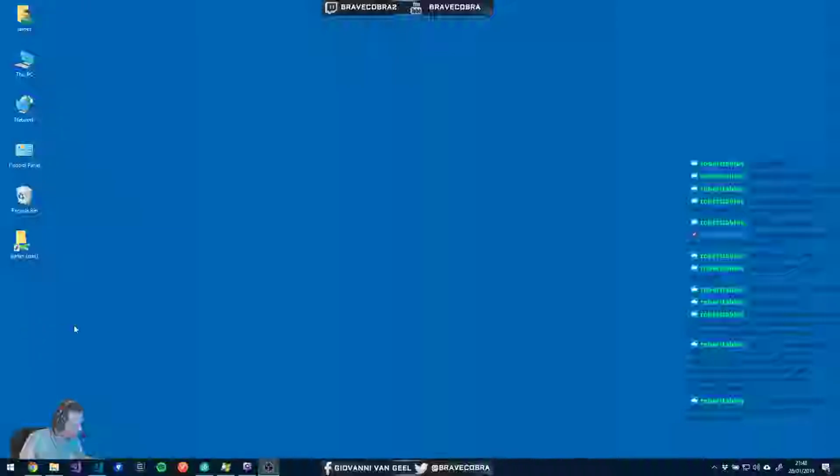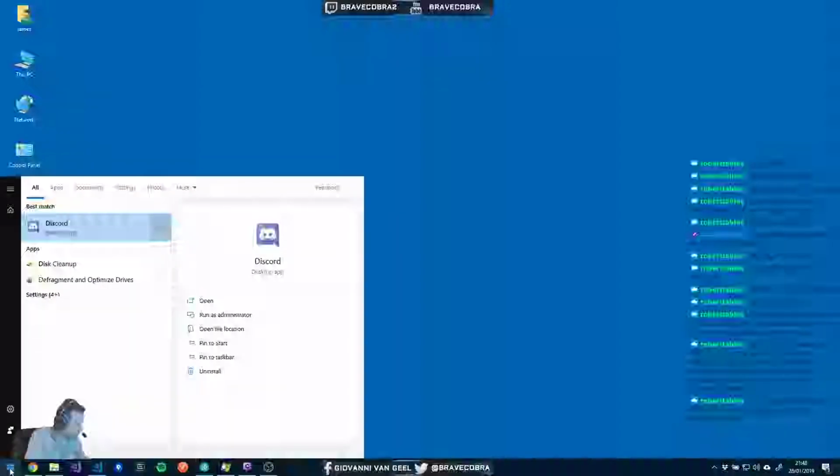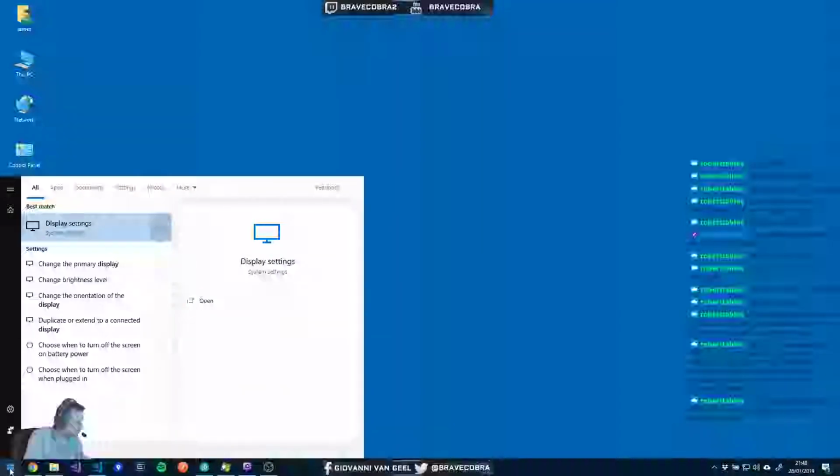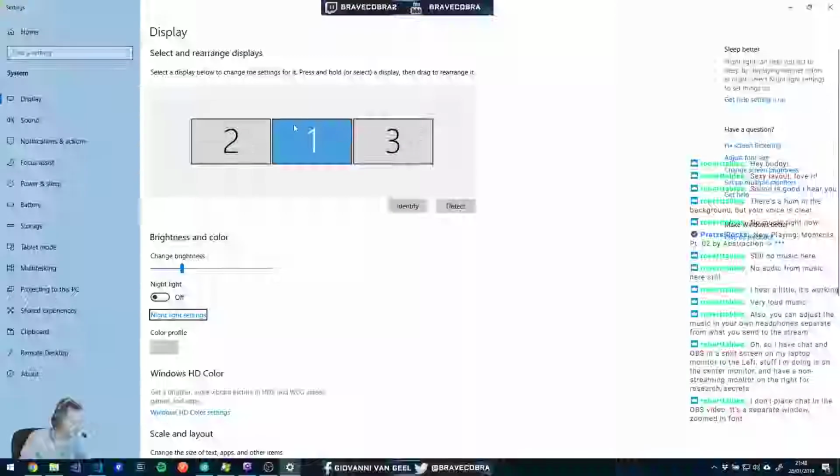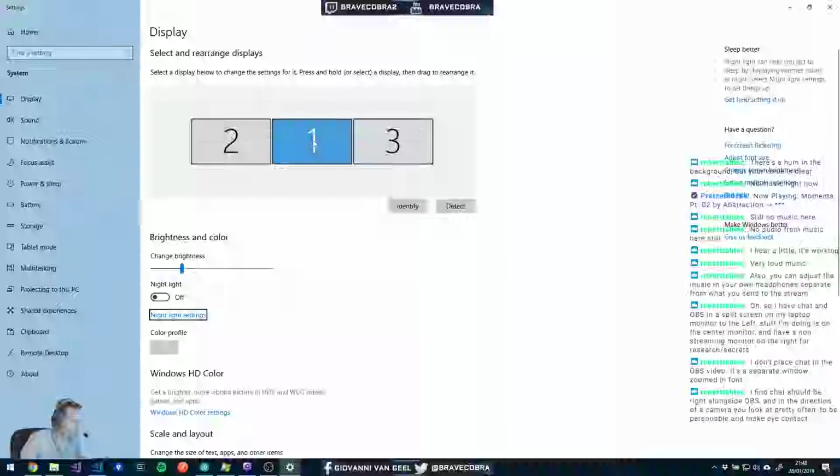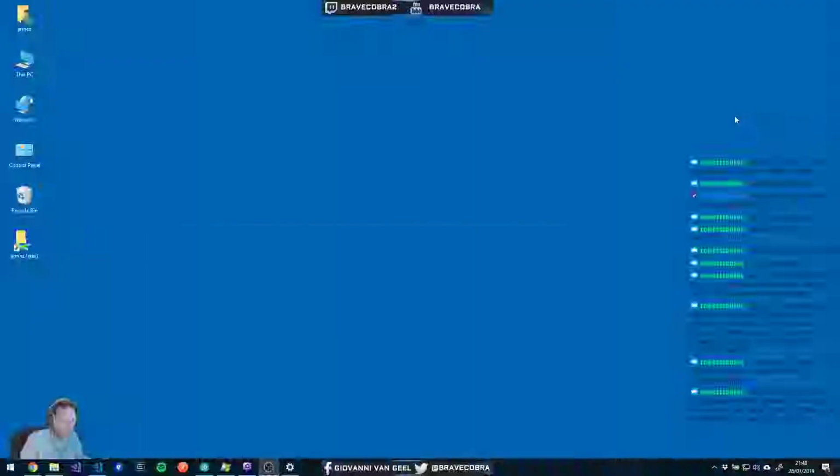So if I would go to the displays, I've got three monitors. So this number one here is my laptop monitor, and then I've got two displays on each side, both at one on the left and one on the right.